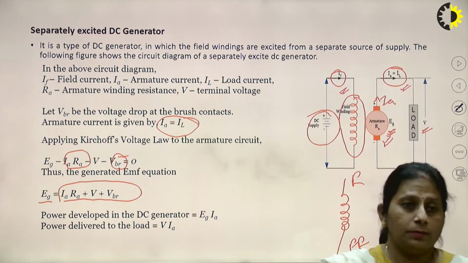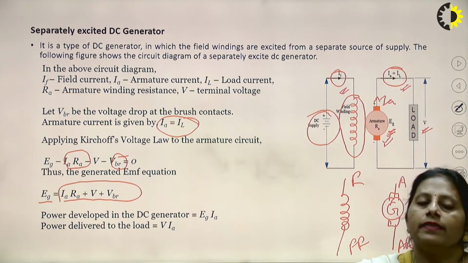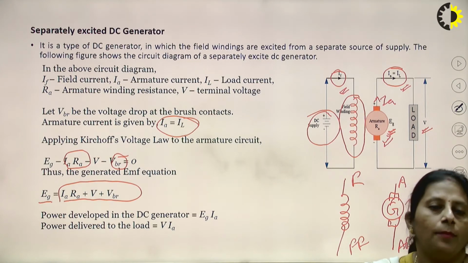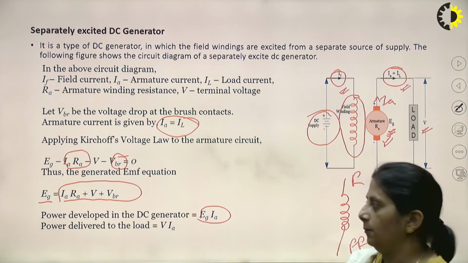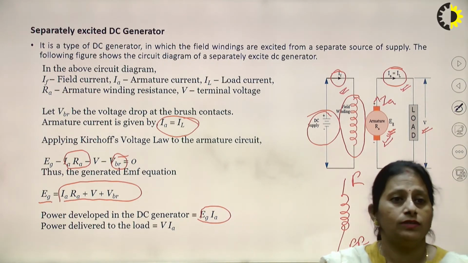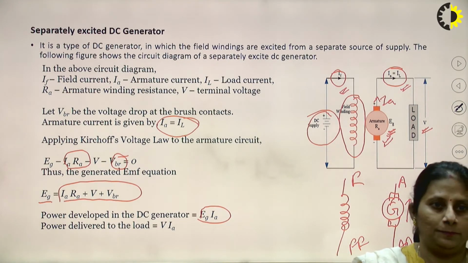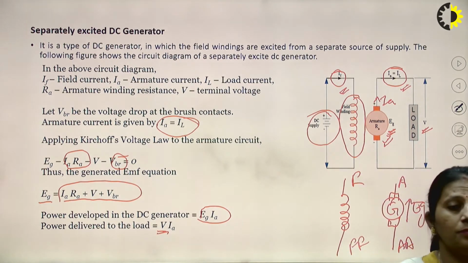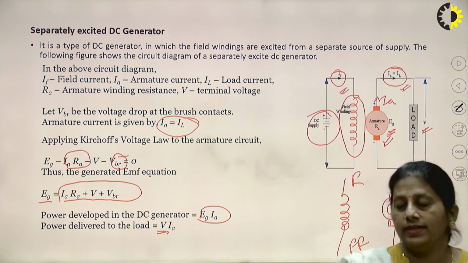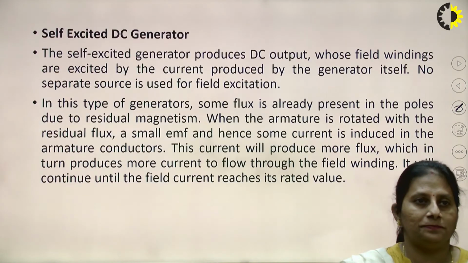The power, what is the power developed in the DC generator? The EMF induced is EG and the armature current is IA. So, the power developed is EG into IA. And what is the power delivered to the load? That is V into IA, because IA is equal to IL. So, that is given by V into IA.